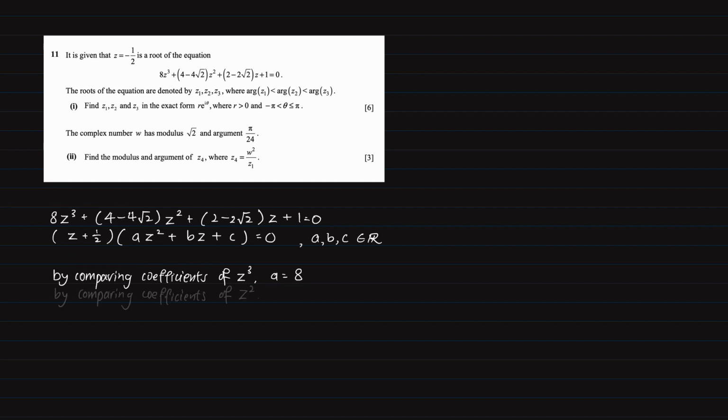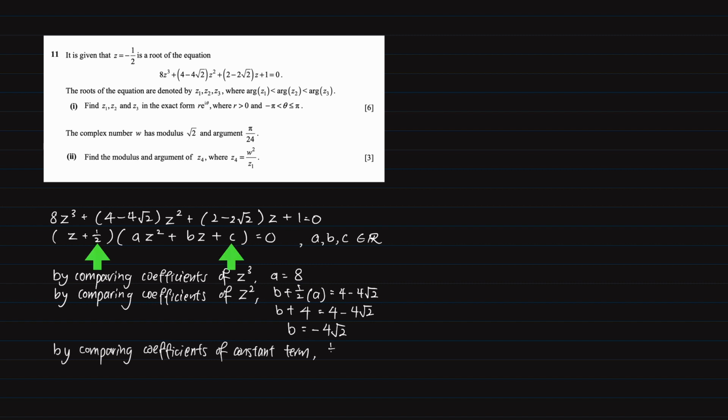Similarly, by comparing the coefficients of z squared, b plus half a equals 4 minus 4 square root 2. Now since a equals 8, b plus 4 equals 4 minus 4 square root 2. We have substituted the value of 8 into a, and b equals minus 4 square root 2. This is a very quick way to find the values of a, b and c. Similarly, by comparing coefficients of the constant terms, half multiplied by c equals 1 and c equals 2. Now there we have it.